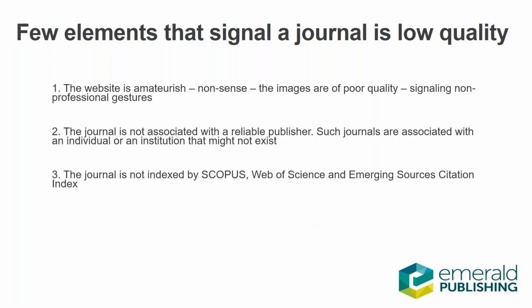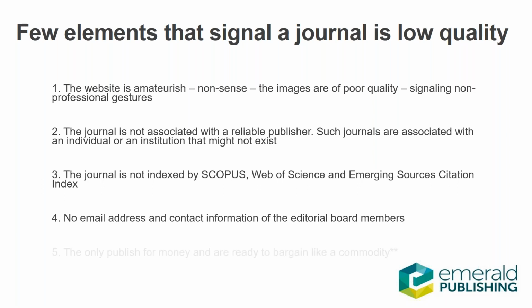Another indicator is that the journal is not indexed by Scopus, Web of Science and Emerging Sources Citation Index. Very important. Now, these fake journals sometimes give editorial board member names and their images, but no email address, no contact address. Sometimes very strange types of email addresses are given. I will explain this with an example in the coming slides. This is another indicator: you cannot contact the staff and it is not publicly available. They only publish for money and are ready to bargain like a commodity.